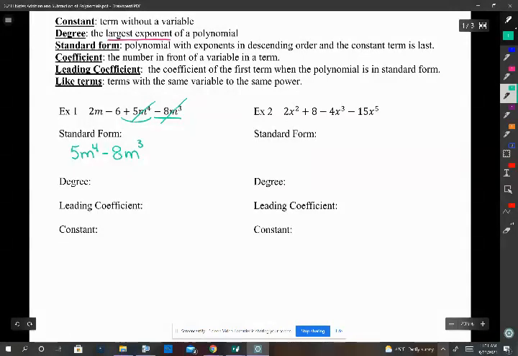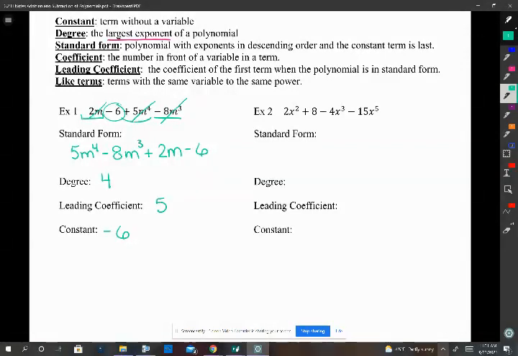Then we have 2m. Again, there's no sign in front of it, so it's a positive or a plus. And then our last term is our -6, and so we're just going to write it down. Now when I look at that problem, my degree is my largest exponent, which is a degree 4. The leading coefficient is the number that's in front, so it's a 5. And then the constant is the number at the end, which is a -6.